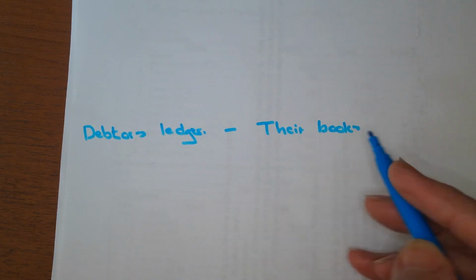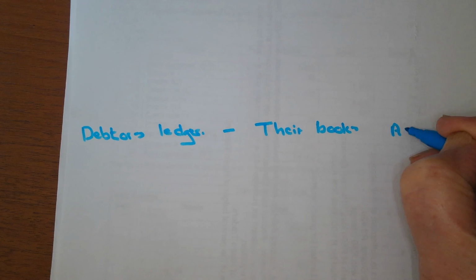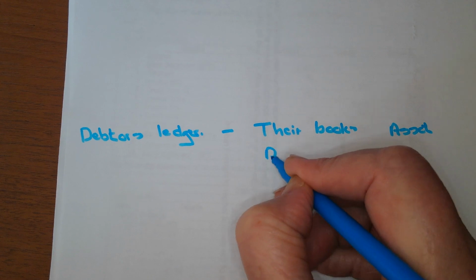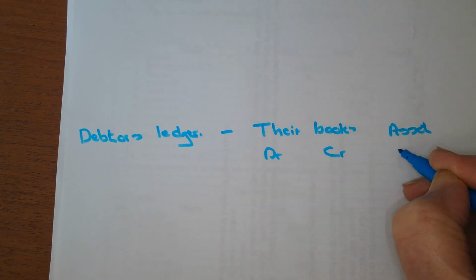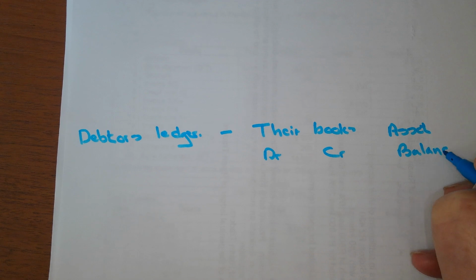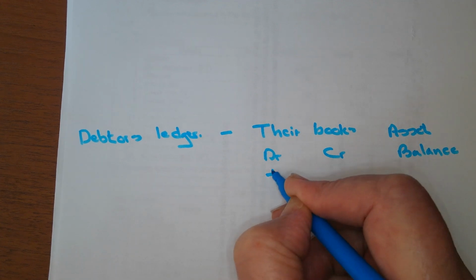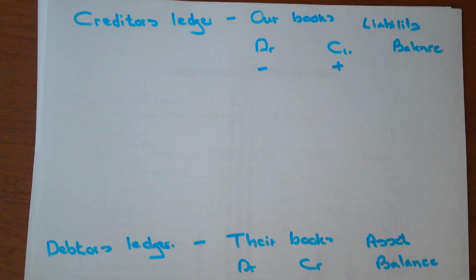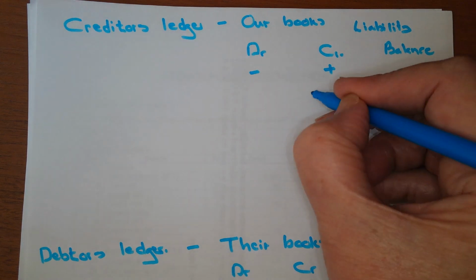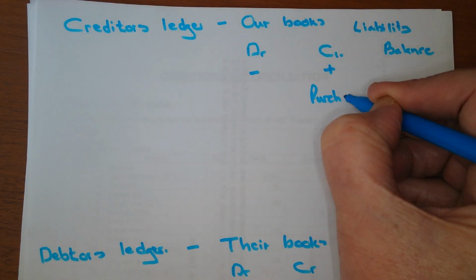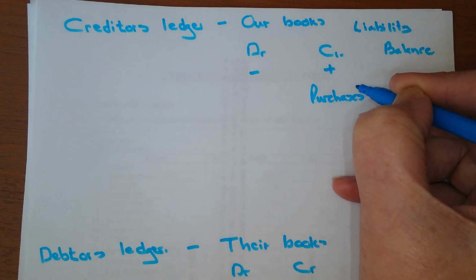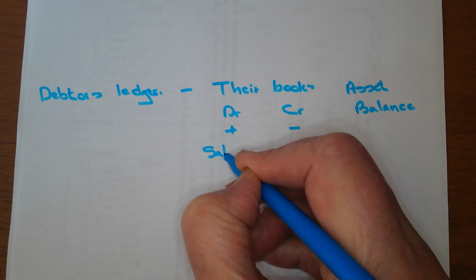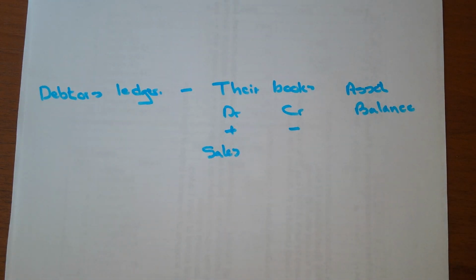In their books, they see us as an asset because they're going to receive money from us in the future. So it means in their books, they will treat it differently. Because it's an asset, it will increase on the debit side and decrease on the credit side. So in our books, any purchases will be shown on the credit side to increase our debt. In their books, all the sales to us will increase on the debit side.